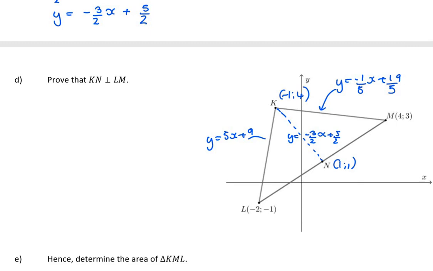So now the question says, prove that KN, which is our kind of altitude there, our height, is perpendicular. So we're trying to prove that this is perpendicular. Very important, prove that they're perpendicular.